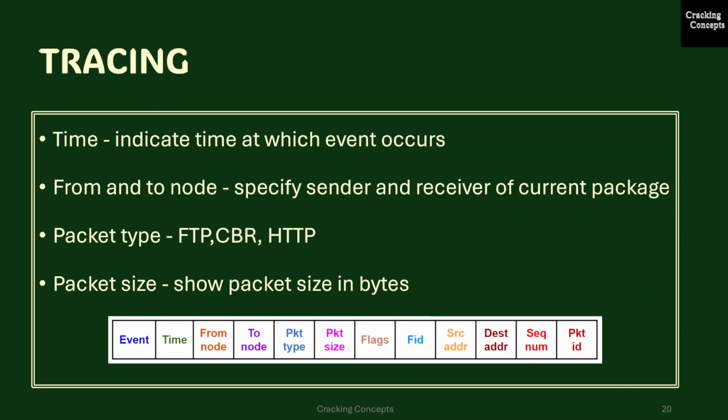The second field is the time field, which is used to indicate the time at which the event occurs. Then there is the from node and the to node used to specify the sender and receiver of the current packet. Then we have the packet type, which is the fifth field that is used to represent what type of packet is going through right now. It can be FTP, CBR, HTTP, or AODV packet, which is ad hoc on-demand distance vector packet. Then there is packet size, which is used to show the packet size in bytes.